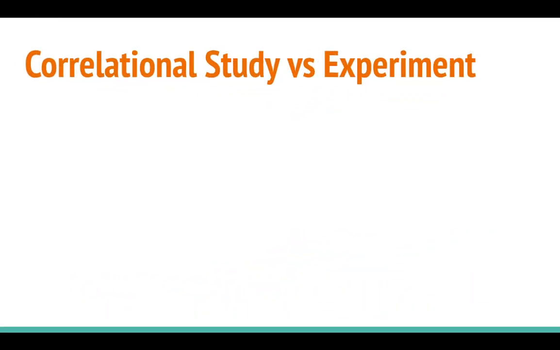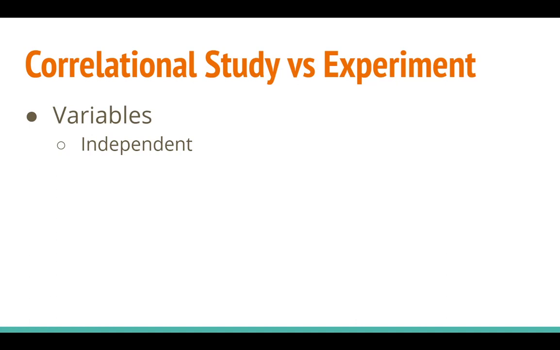So, a correlational study versus an experiment. First, a little bit of review. A variable is just something that varies. It's what you're interested in studying. It's something that can change. The first type of variable is an independent variable. This is the variable that you are manipulating. It's the cause of a cause and effect question.